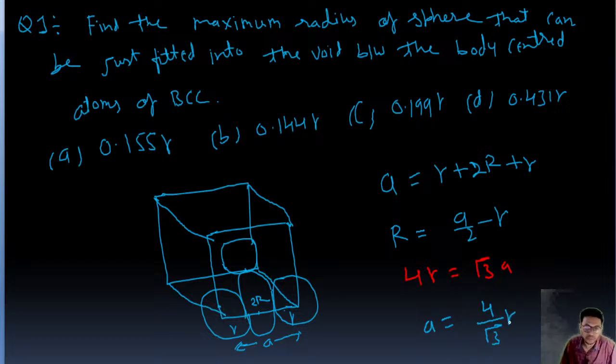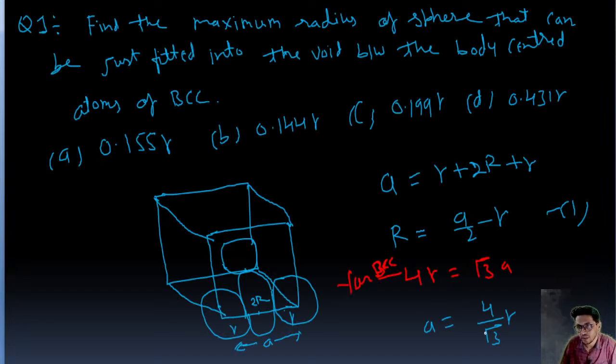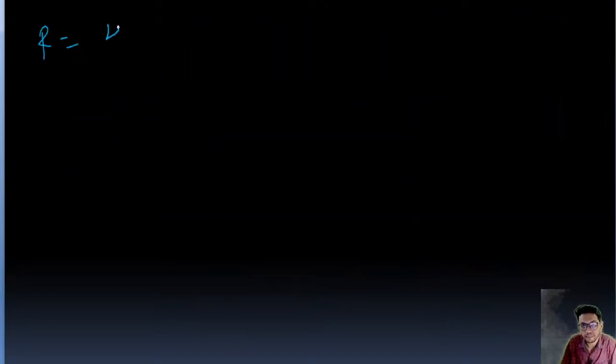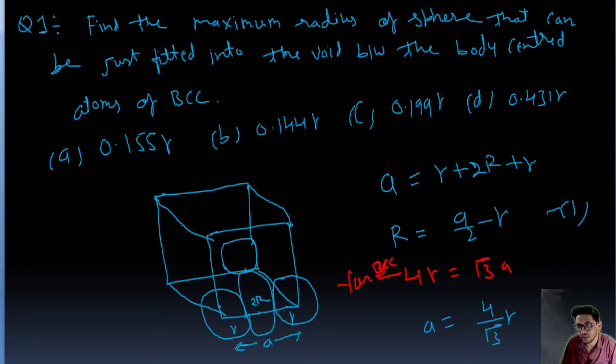Now we'll put the value. So this is for BCC. Okay, for BCC, this one. So from here what we can do, we can now put the value of a in this equation, right? So value of r is going to be 4 by 3 r, value is from here.